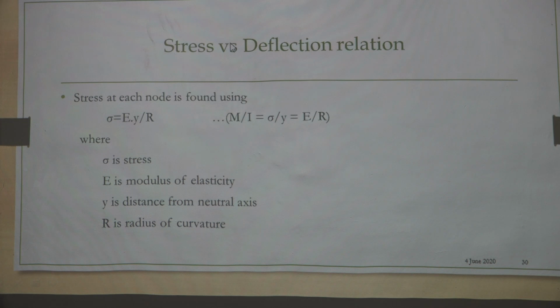If we get the stress as well as the number of cycles, we can plot the SN curve. Here, by using the simple bending theory, we can establish this stress parameter. How? Let us see. We have this equation, the simple bending theory: sigma is the stress, E is the modulus of elasticity, y is the distance from the neutral axis and r is the radius of curvature. So, M upon I is equal to sigma by y is equal to E by r.